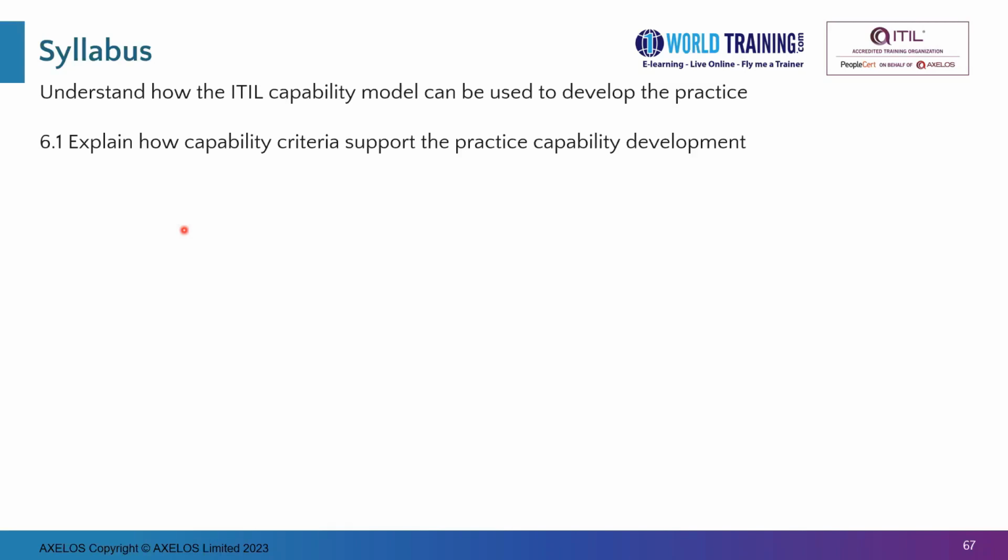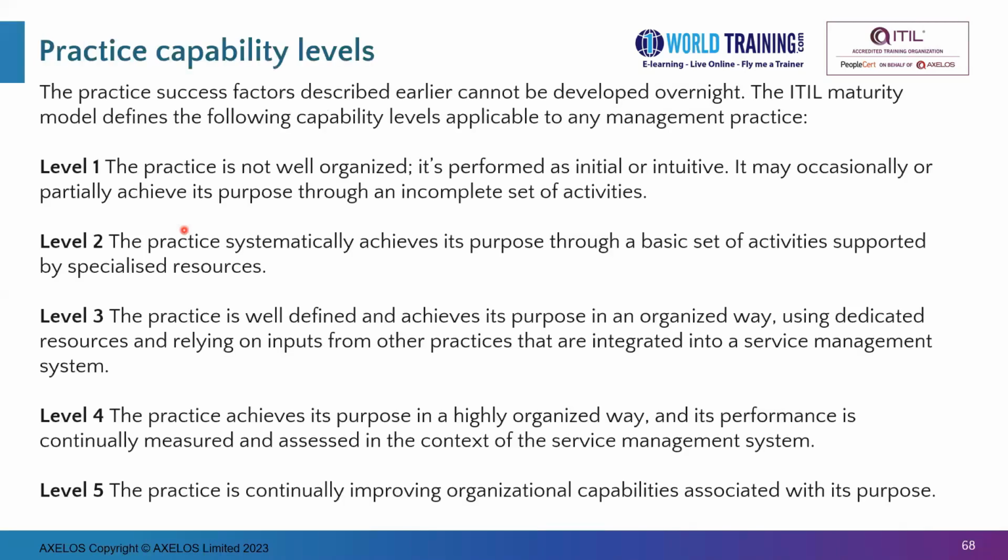Earlier, we have seen the practice success factors, 4 of them for this practice. It takes effort and time to accomplish those PSFs. So what we are seeing here is 5 levels, starting from level 1, moving to level 2, 3, 4, and finally at level 5. And the ITIL maturity model defines these 5 capability levels, which are applicable to all the management practices. So let's understand what these levels mean.